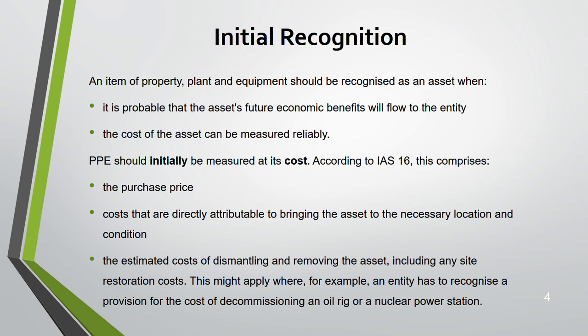You add all these three costs: purchase price, cost of bringing asset to location and condition, dismantling cost. All these three costs you add. If there are any other cost other than these three, they are taken as expenses in the profit and loss account. Okay, you will not add it with these three costs. This you capitalize.